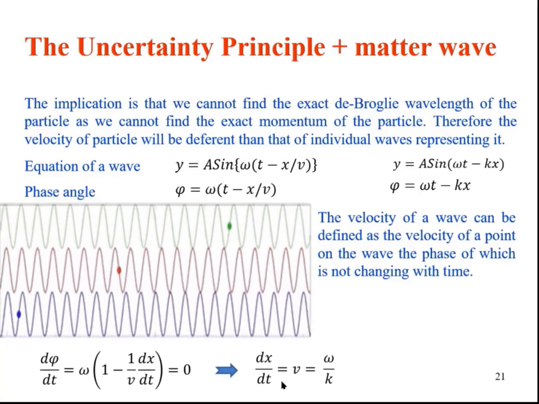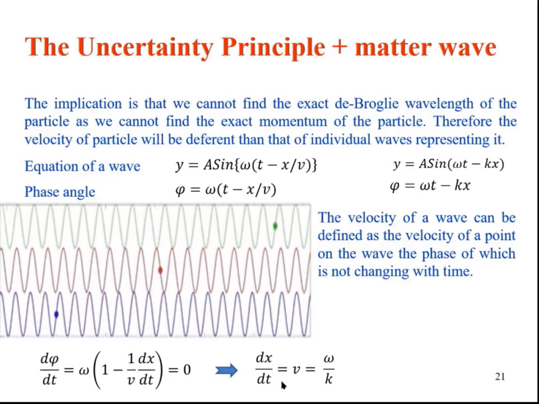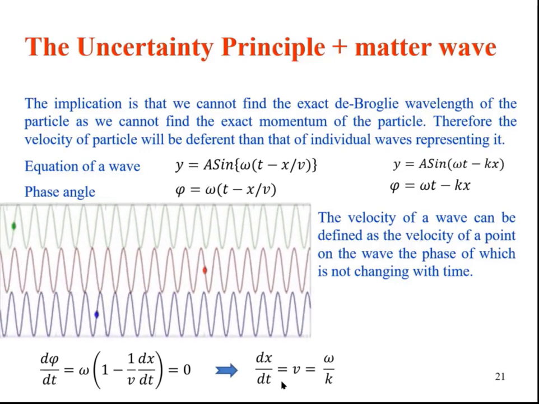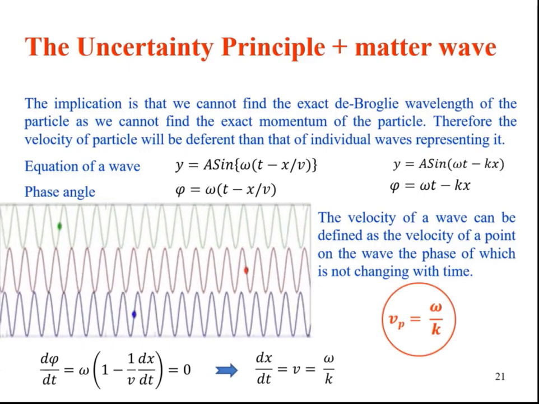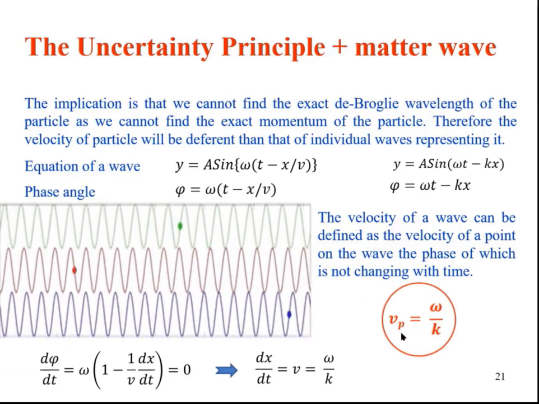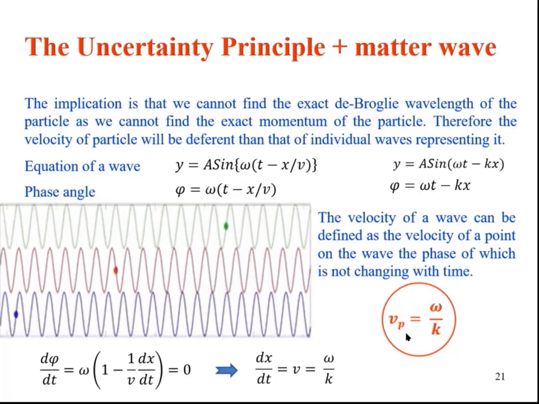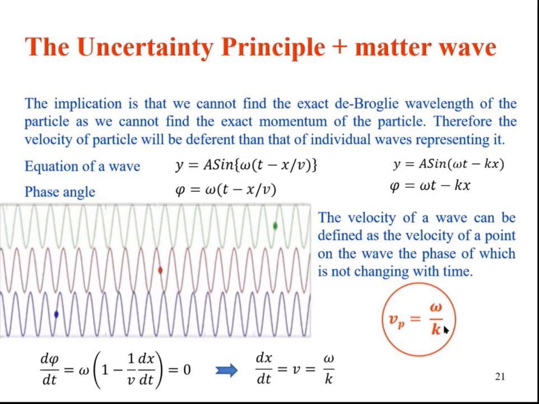Because this is defined as the velocity of a constant phase point on the wave, this is known as the phase velocity of the wave, and it is represented by Vp. So Vp is ω over k.